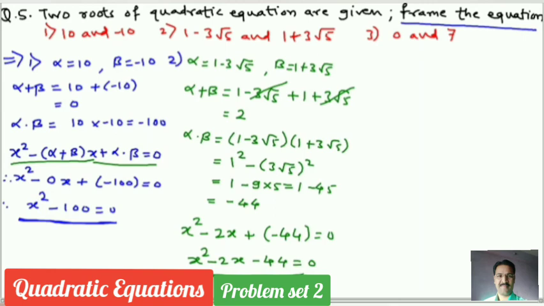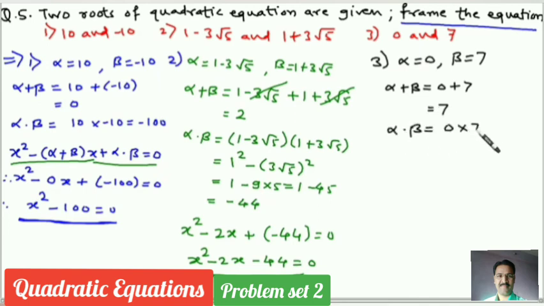See in the third one, here also what they have given to us is alpha equal to 0, beta equal to 7. Again we'll find alpha plus beta, that is 0 plus 7, so that one is nothing but 7. And what about alpha into beta? That is 0 into 7. This is 0 only. So again I will take the same formula.